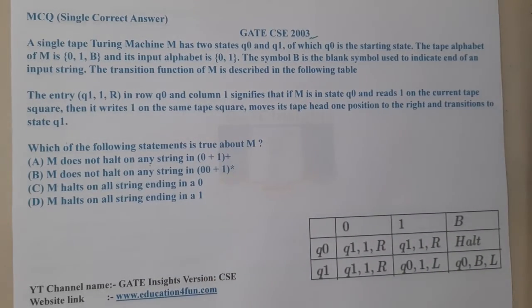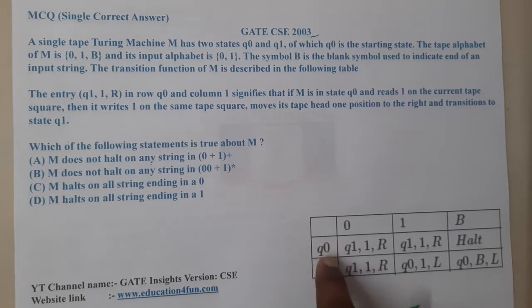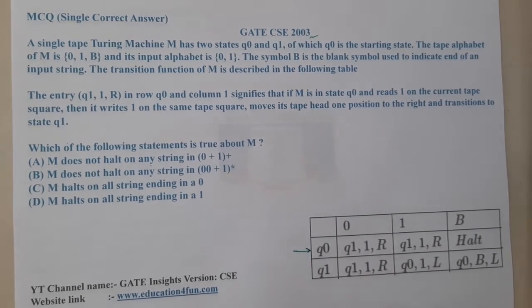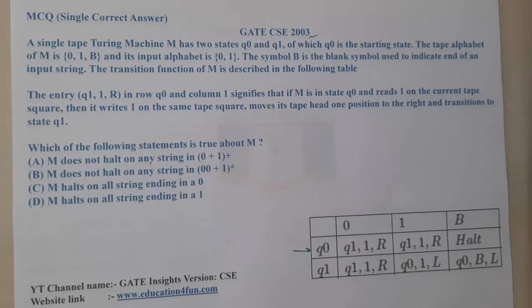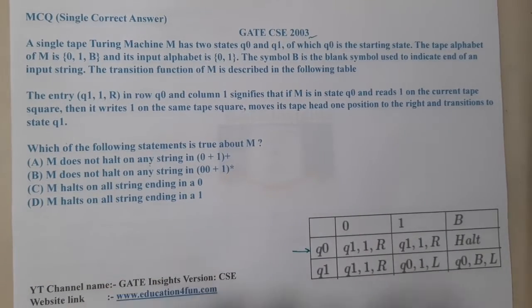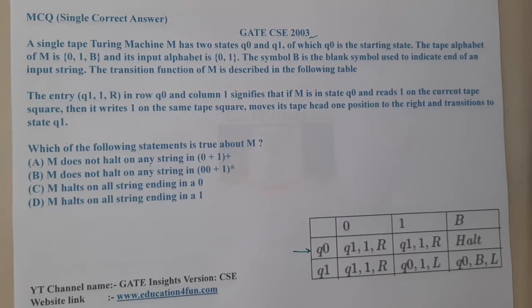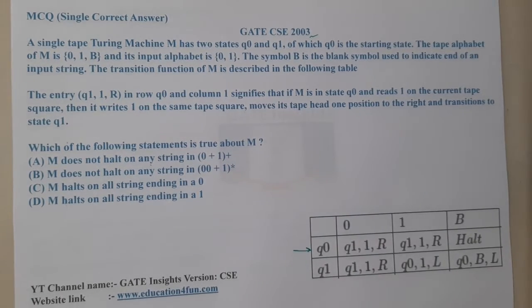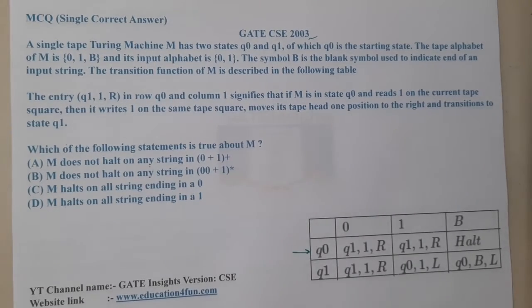The given question is: a single tape Turing machine M has two states Q0 and Q1, of which Q1 is the start state. The tape alphabet of M is 0, 1, b, and its input symbols are 0, 1. The symbol b is the blank symbol to indicate the end of the input string. The transition function of M is described in the table. We'll draw the Turing machine, guys, so don't worry.